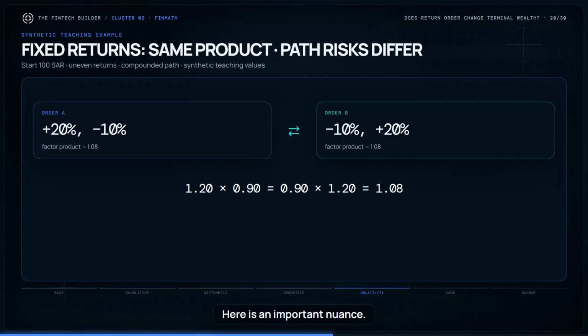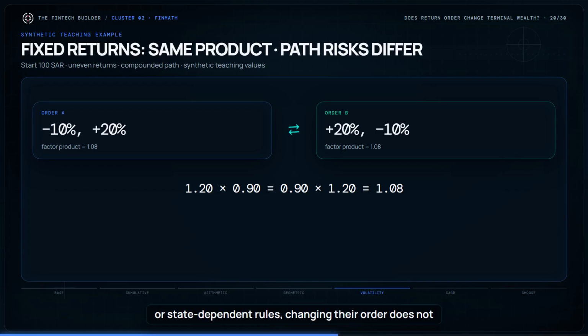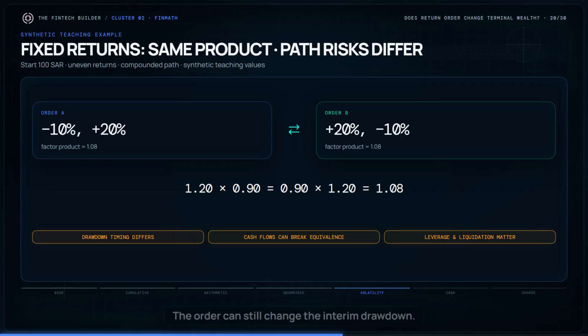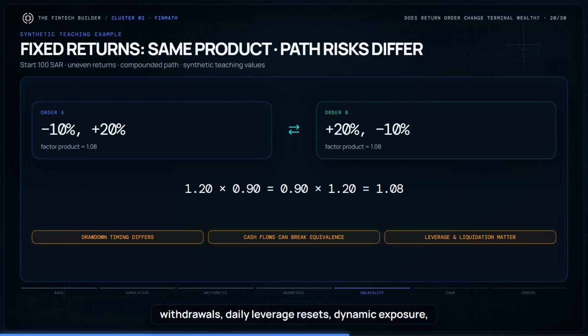Here is an important nuance. If you have the same fixed collection of ordinary period returns with no external cash flows or state-dependent rules, changing their order does not change terminal wealth. Multiplication is commutative. The order can still change the interim drawdown. An order becomes economically important when deposits, withdrawals, daily leverage resets, dynamic exposure, fees, caps, or margin constraints interact with the path.